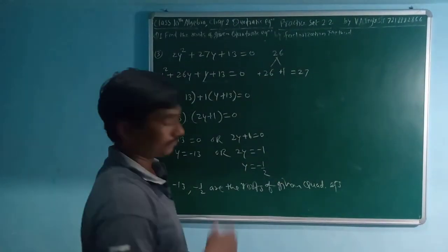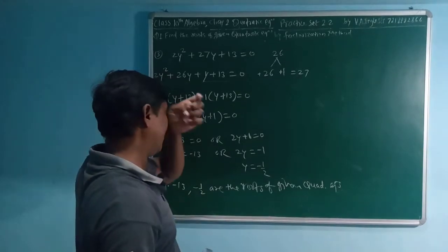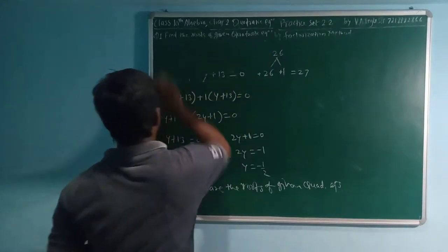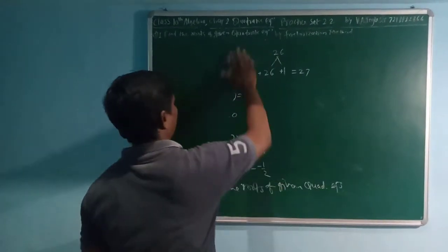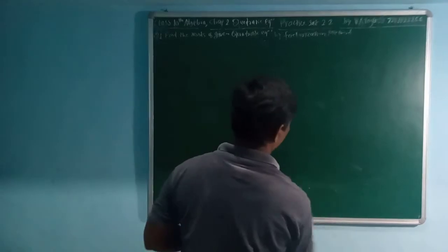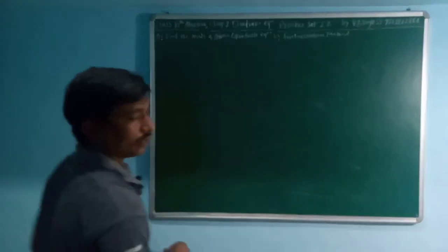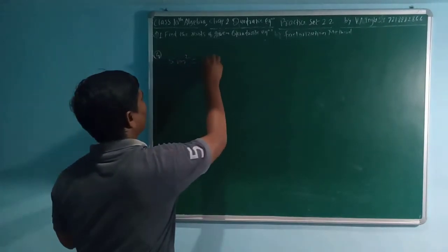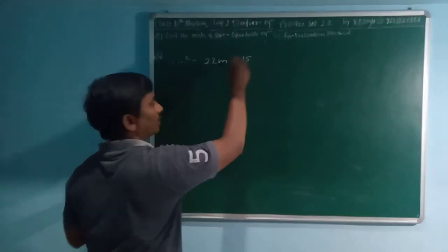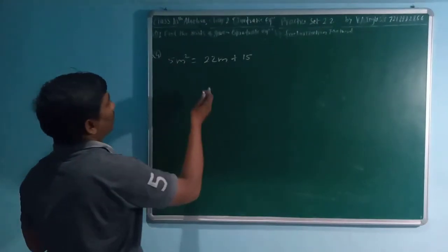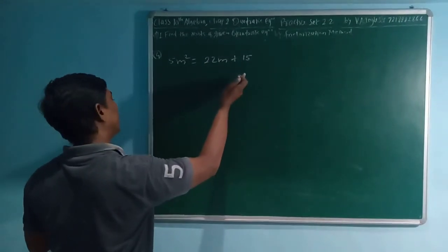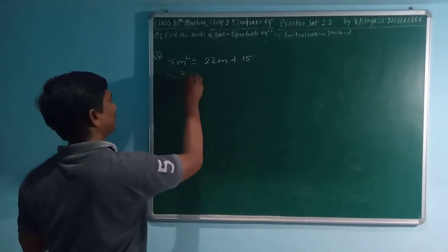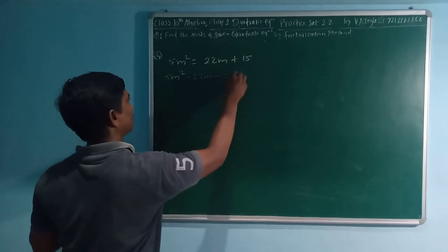Now we'll go for the next quadratic equation, question number 4. Example number 4, we will solve and find the roots of the given quadratic equation. Okay. Now question number 4 is 5m square is equal to 22m plus 15. Okay. Now we'll take the right hand side to the left hand side, both the terms first. Okay. So this will become like this.